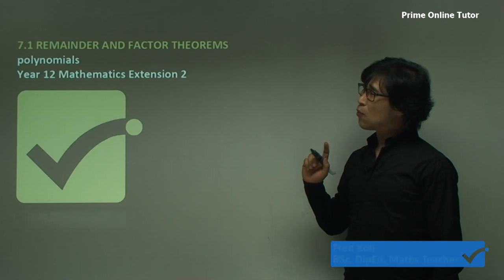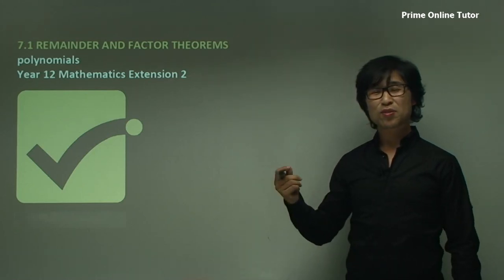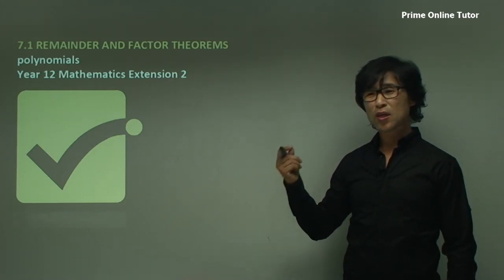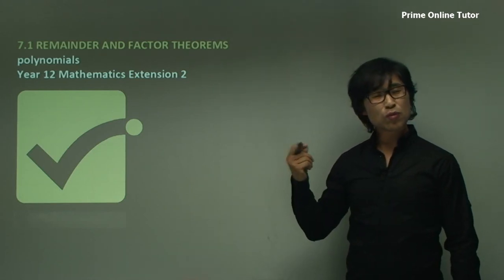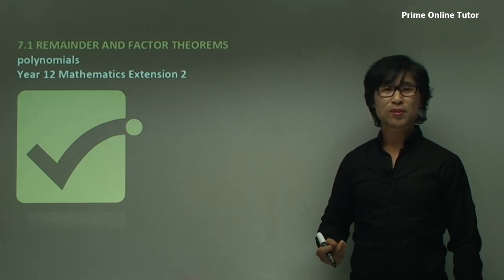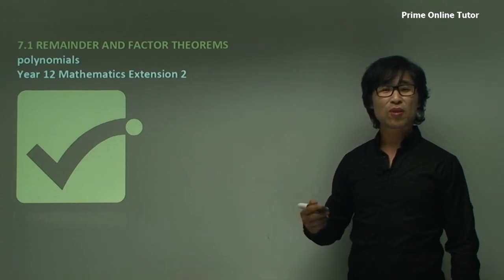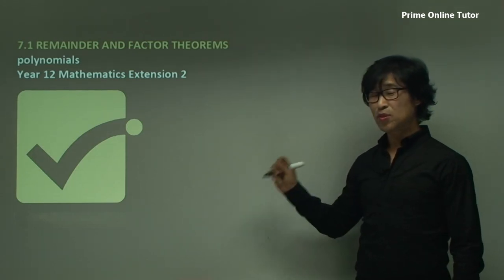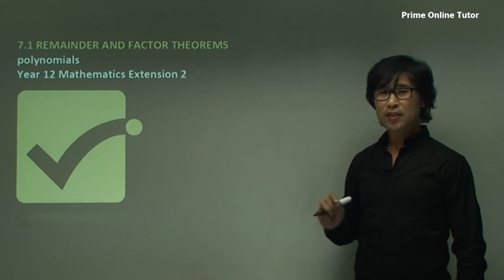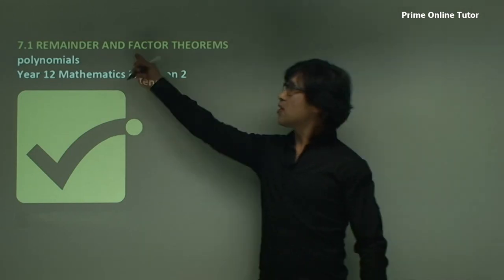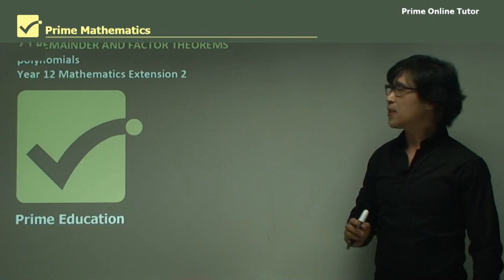Okay, so we're going to cover the very first level of extension to mathematics: polynomials. This will include complex numbers. I'm pretty sure you did learn lots of different levels of polynomials. This will be the last topic. So let's get started by covering the remainder and the factor theorem.